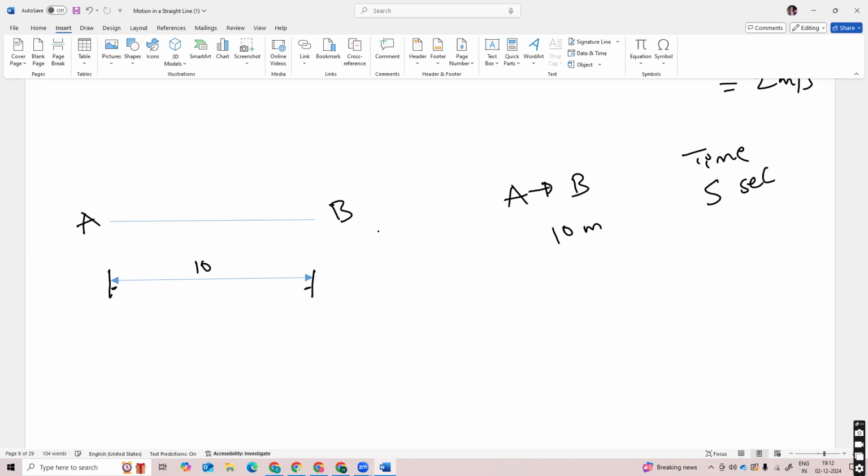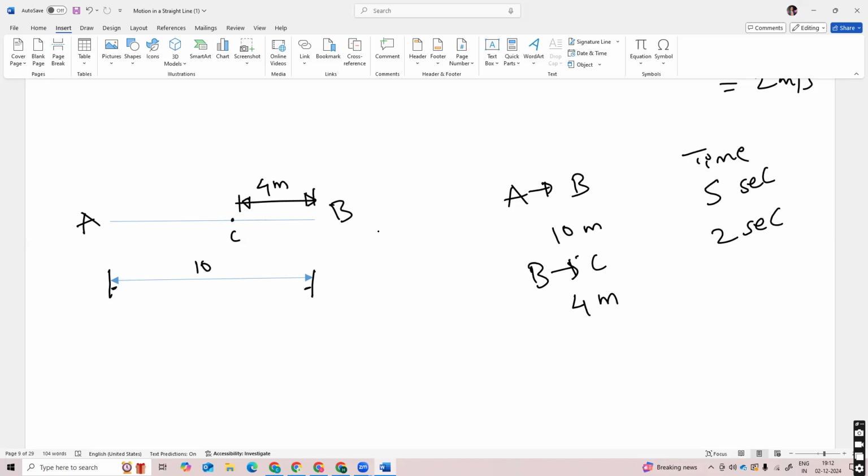And again it moved from B to point C, and B to C are basically 4 meters apart in, let's say, 2 seconds. B to C, 4 meters. So what is the average speed?